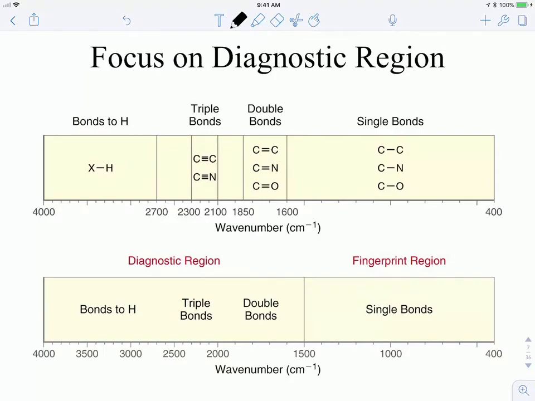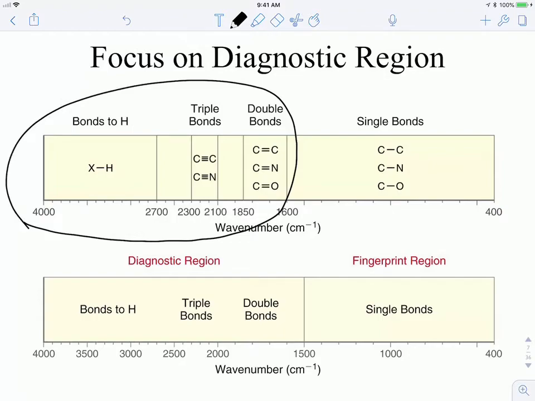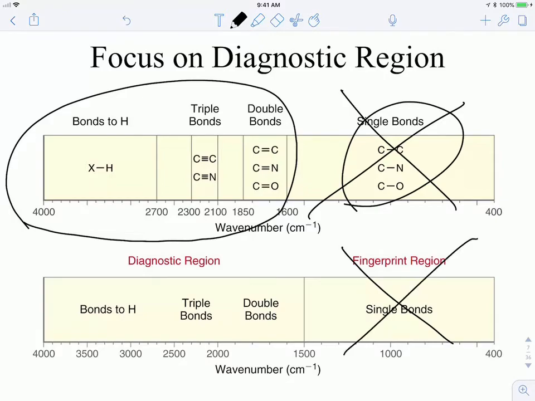So the way we describe this in infrared spectroscopy is that we have a diagnostic region, which allows us to see different kinds of bonds, and then we have a spot where everything overlaps. So we're going to ignore this part of the infrared spectrum. This is called the fingerprint region, and that is not going to be of any use to us. So anything below 1500 wave numbers is going to be useless. So what can we see in the infrared spectrum? We can see double bonds, we can see triple bonds, and we can see bonds to hydrogen, namely OH bonds and NH bonds, because every organic molecule is going to have a CH bond, so that's going to be useless to us.